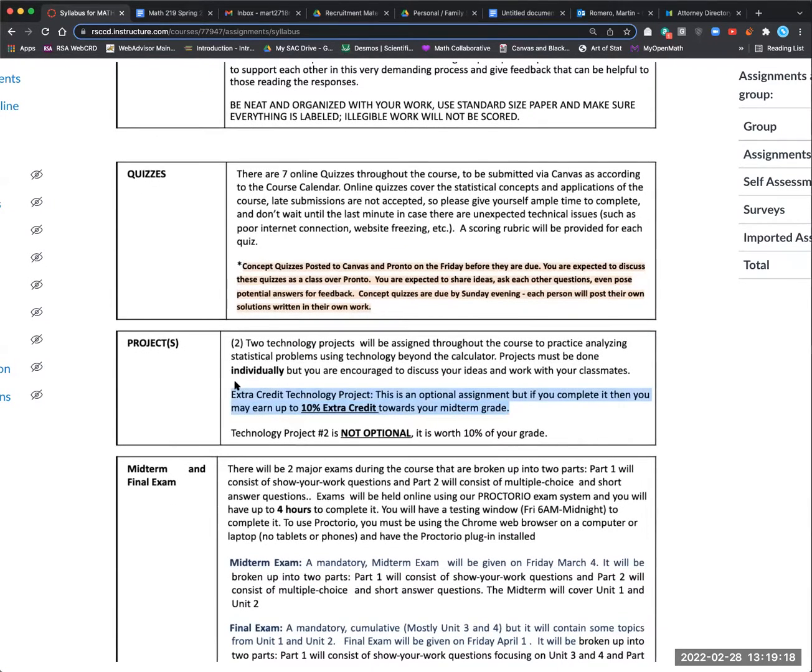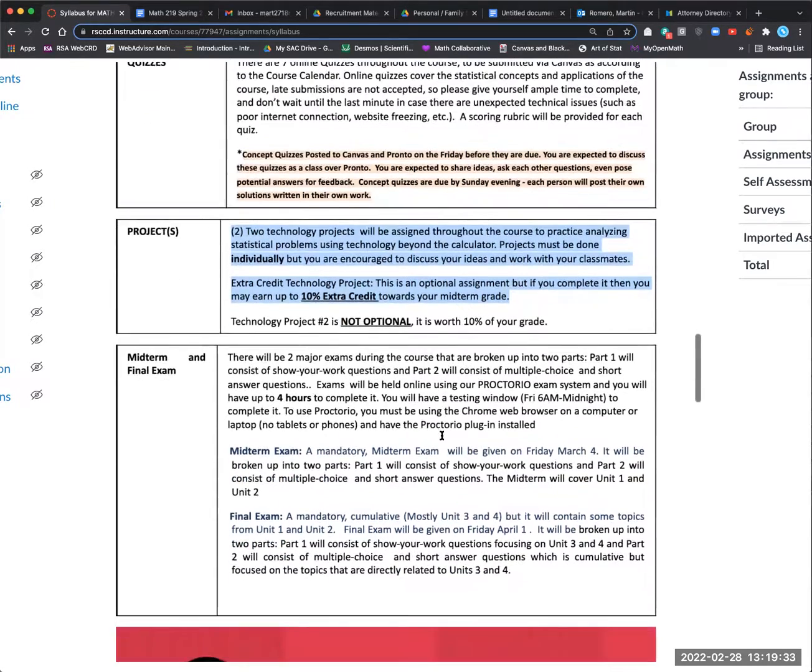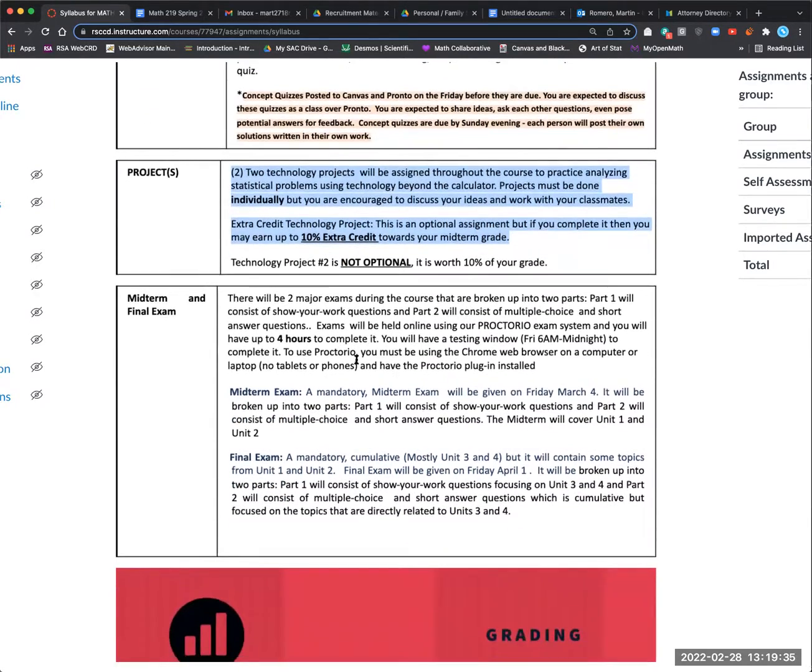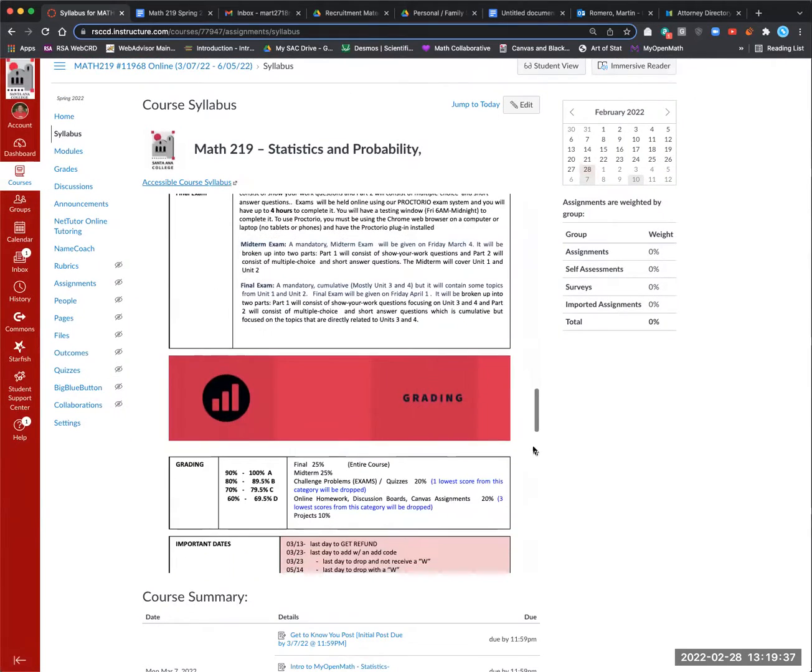One is optional. It's extra credit towards the midterm, and that will be posted. So keep that in mind, okay, as we have that there. Tech project 2 is not optional, and that's due at the end of the semester. And of course, the midterm and final. Again, you have to read through that. I'm not going to talk through that.